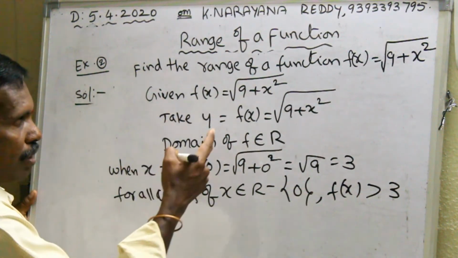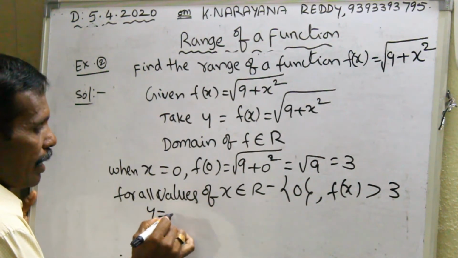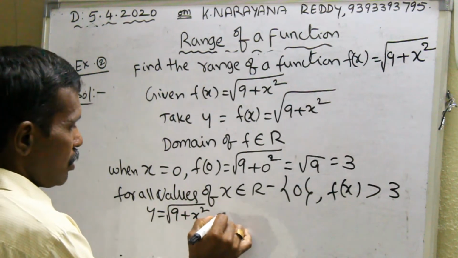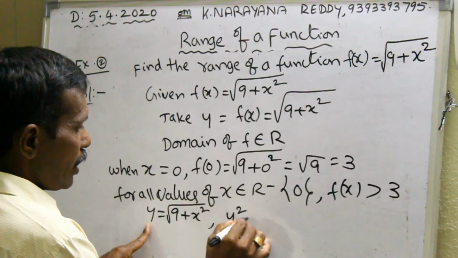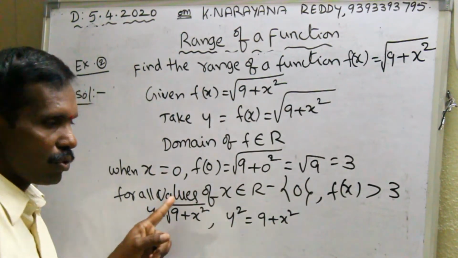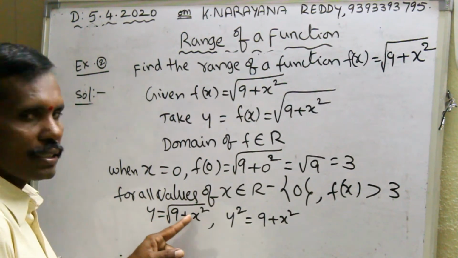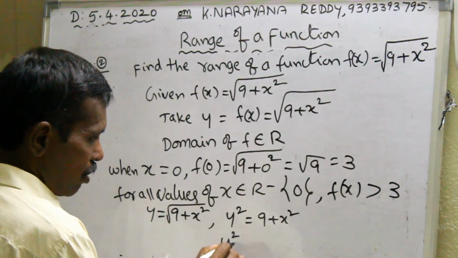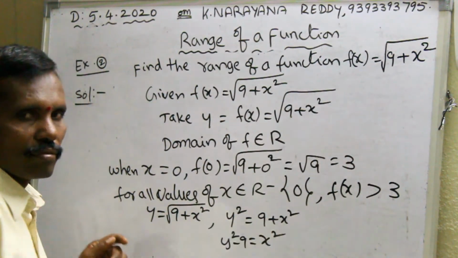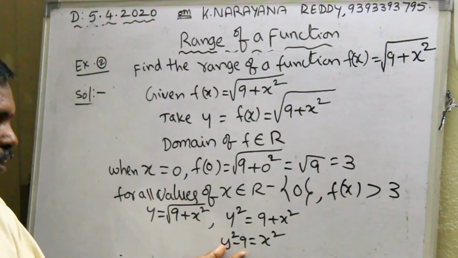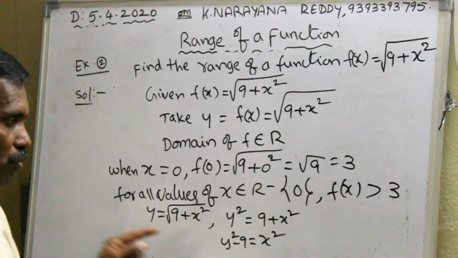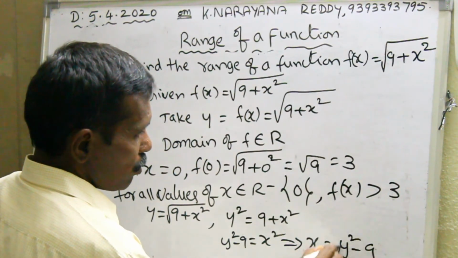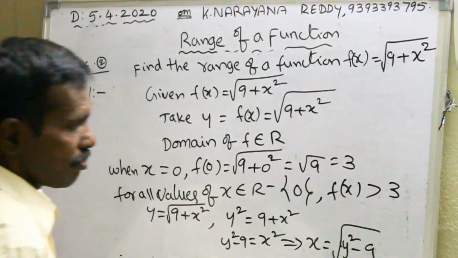Take another way. y equals root of 9 plus x square. Taking square on both sides, y square equals 9 plus x square. Yes or not? The root goes. y square equals 9 plus x square. Now y square minus 9 equals x square, the 9 comes to the left. This implies x equals root of y square minus 9.